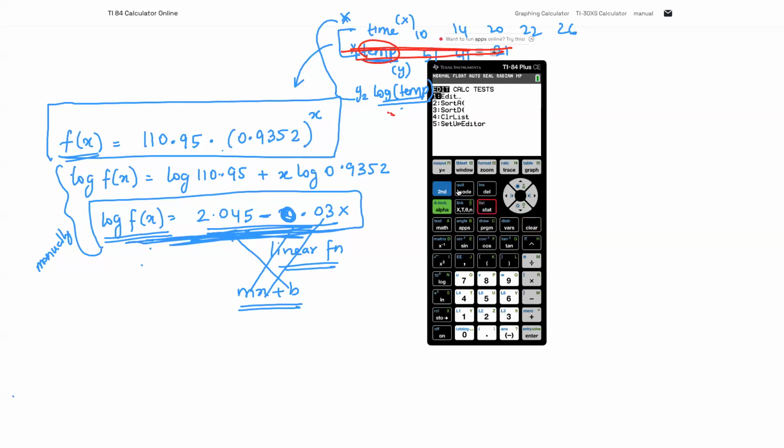You're going to help me as well, guys, where I need help. See, L1 has X values. What are the X values? Time. L2 are the temperature values. Now, I want the log of the temperature values. So for L3, I want the log of the temperature values. So what can I do? First, let me find out the log of L2. So let me go ahead and clear this.